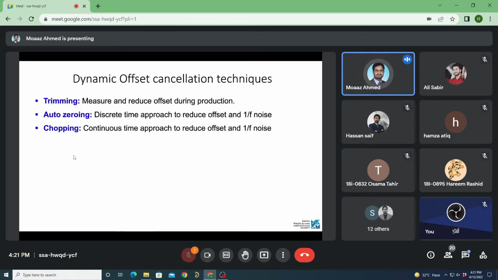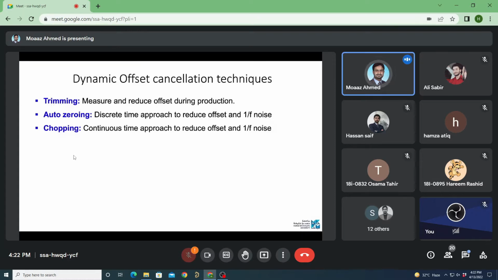So you measure your offset and you cancel it somehow using some switches or some gain elements like resistors or capacitors. It can't be done in the field, so it cannot cancel dynamic errors like drift, because it's only done once. So the better options are auto zeroing and chopping.